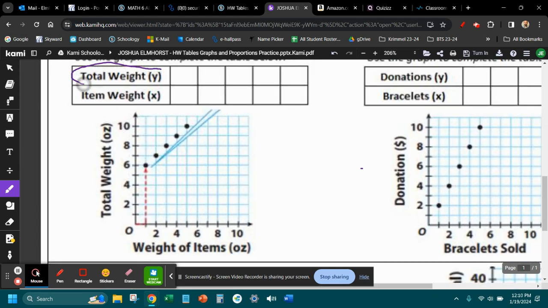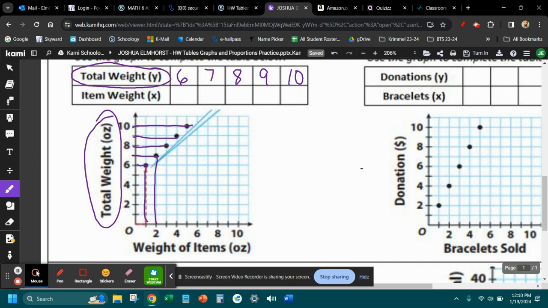So this one is your y. Traditionally in 6th grade, we had the x variable on top, y variable on bottom. This one is the other way around. So this is actually your total weight here. 6, 7, 8, 9, 10. So it's starting with your output variables, and then you go down here for your inputs. The weight of the items is 1, 2, 3, 4, 5.